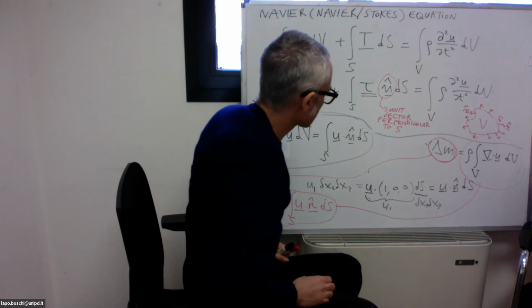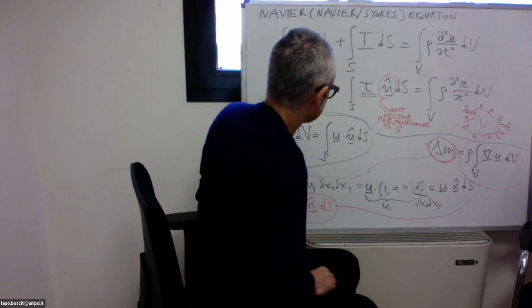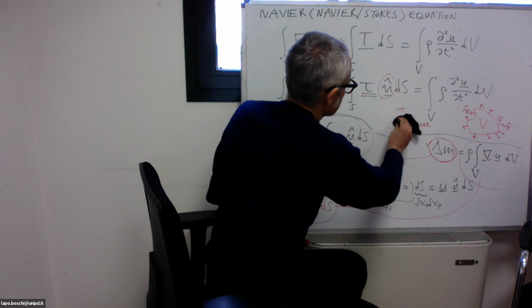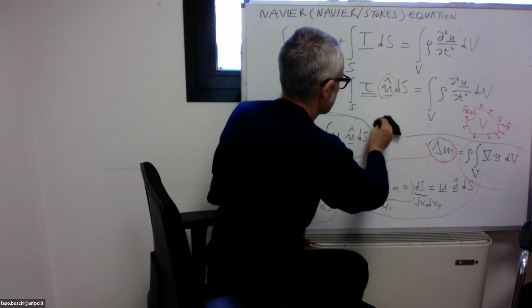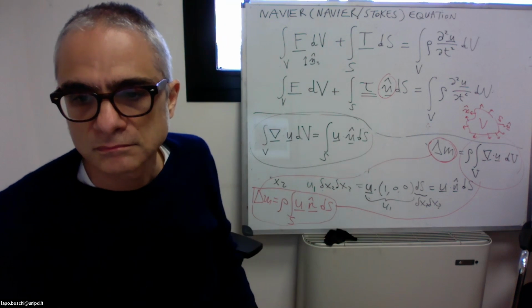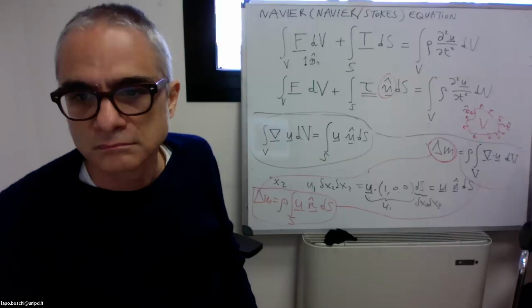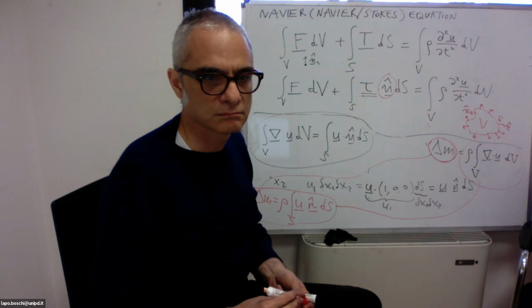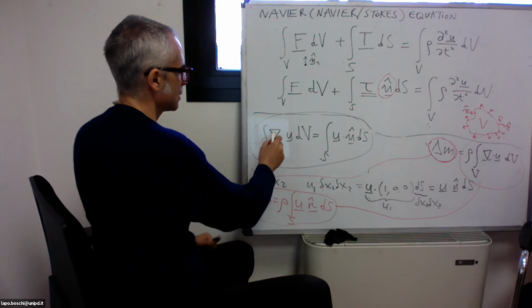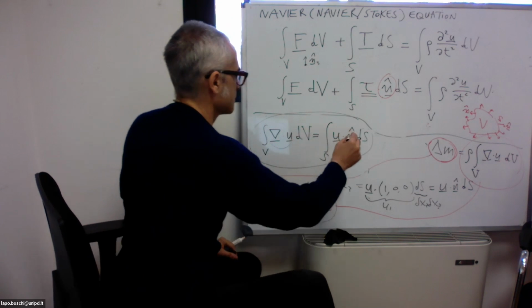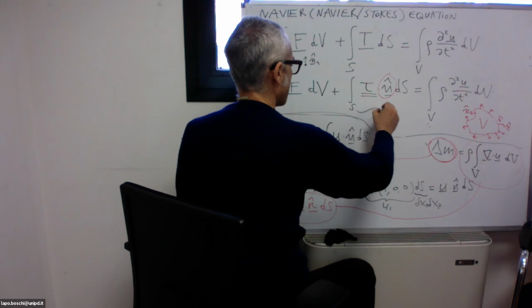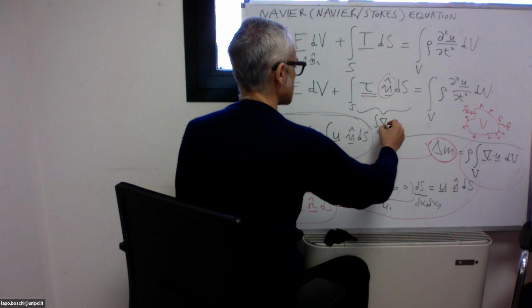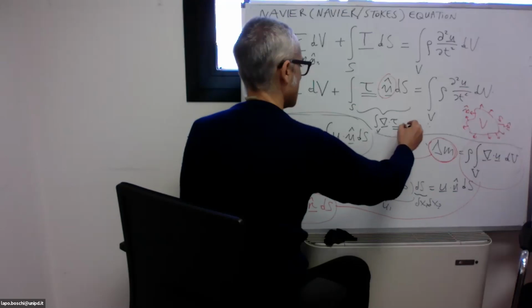So the trick here is that basically what we need to do is take the divergence. So I apply exactly this equation, and this becomes the integral over V of the divergence of tau integrated over volume.